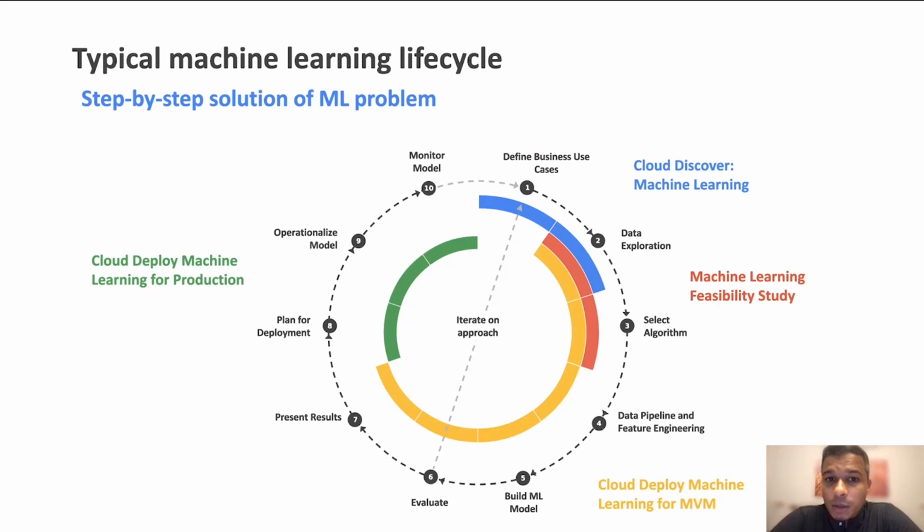This is a typical MLOps cycle where we define the use case, do the exploration, select the algorithm, hyperparameter tune, evaluate the model, run it in production, operationalize it, and then go through the whole loop once again. To make the model better, you keep iterating till the model gets better.